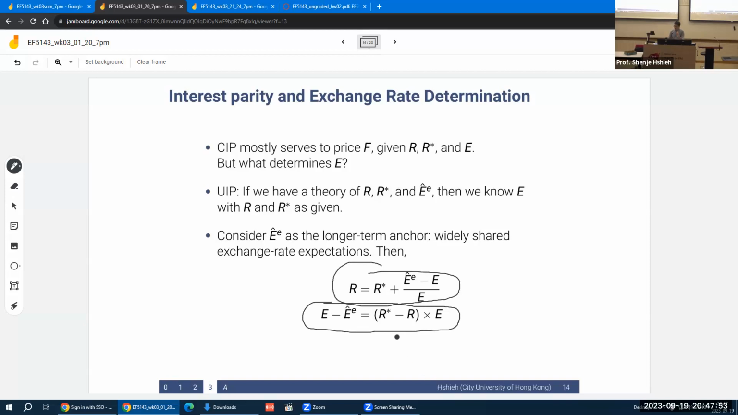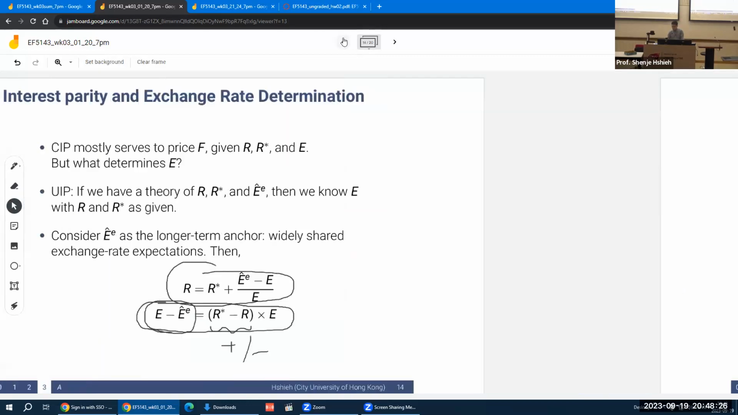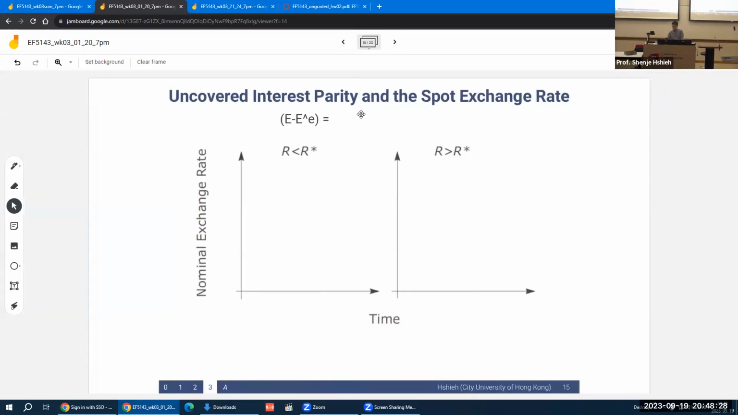And I'm gonna do two scenarios. A scenario in which this difference is positive and also when it's negative. And then we're gonna try to understand how E has to evolve over time. If that doesn't make any sense, it will. So I will write this equation up here just to make sure. That's right. Is that right? Yes. Sorry.